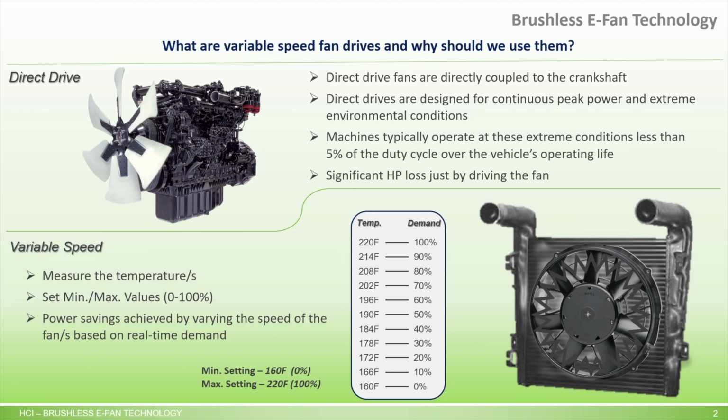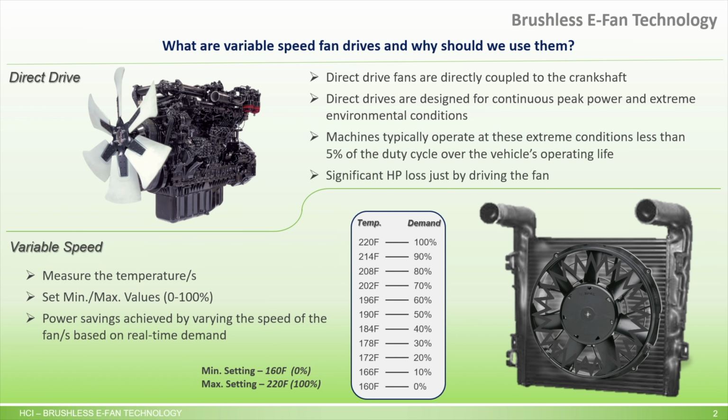Now for variable speed fan drive systems, what we do is we measure the temperature of whatever we're cooling, then we'll set the minimum temperature, which will be 0% fan speed, and then we'll set the maximum temperature, which will be 100% fan speed. The power savings is achieved by varying the speed of the fans based on that real-time temperature demand. So in this example, I set the minimum setting for 160 degrees Fahrenheit, which would be 0%. I set the maximum setting for 220 degrees Fahrenheit, which is 100%.